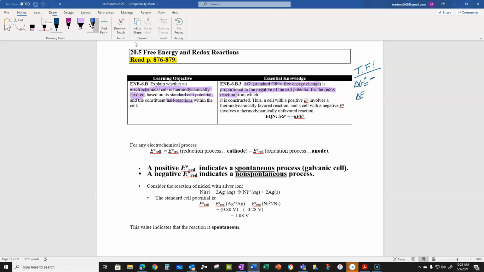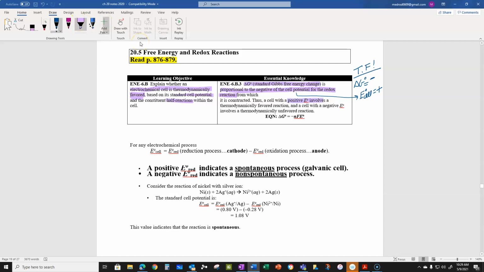And our standard, sorry, not degree, I'm so used to writing little triangles. Our E cell potential, remember that's what it's called, E cell potential, has to be positive. Okay, that is the only way it'll be thermodynamically favored. The cell with the positive E cell value, cell potential, involves a thermodynamically favored reaction, and a cell with a negative E is obviously thermodynamically unfavored.